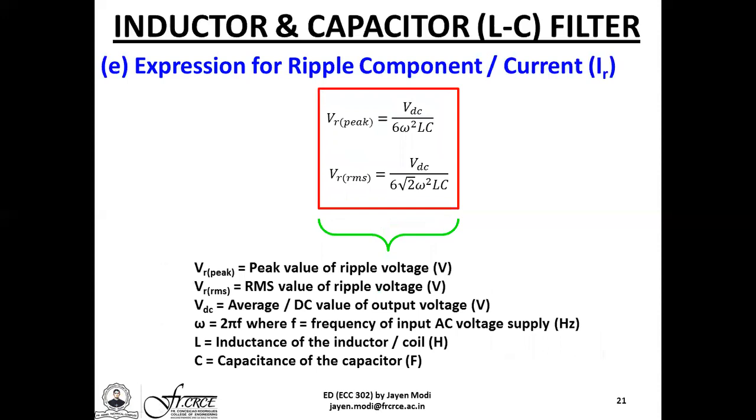Similarly, once again, apologies for this part. This should have been a voltage VR. The peak ripple voltage is given by VDC divided by 6 omega square LC, whereas the RMS value is again the peak value divided by root 2. So this gives us VDC divided by 6 root 2 omega square into L into the value C.